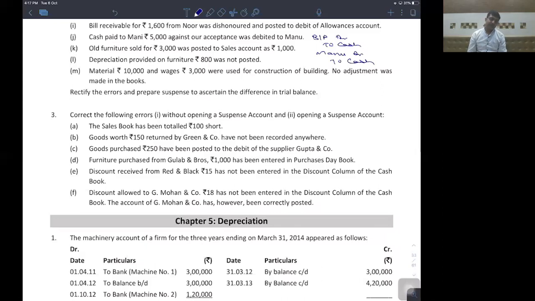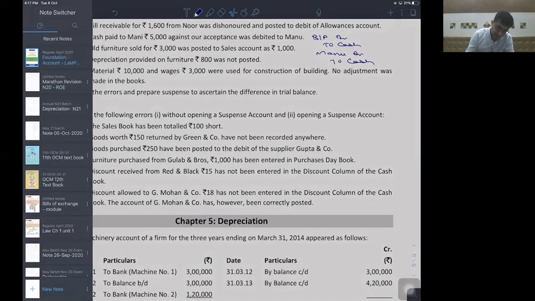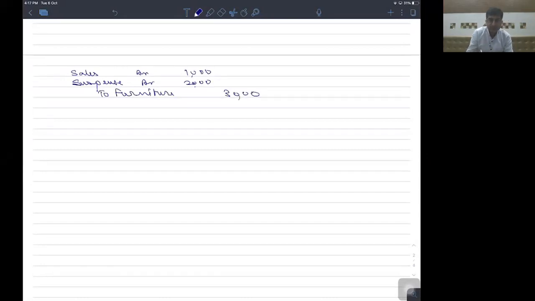All right. So my rectifying entry in this case is what? Sales account debit rupees 1,000, suspense account debit rupees 2,000 to furniture account, not old furniture, furniture account 3,000. Am I right? Radhe, I gave the answer on that only right now. Whether you assume it for cash or on credit, your ultimate rectifying entry is going to remain the same.